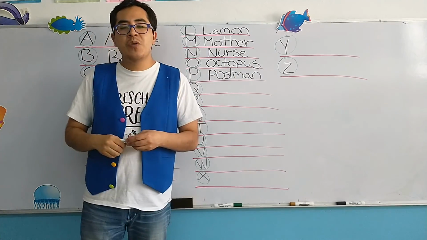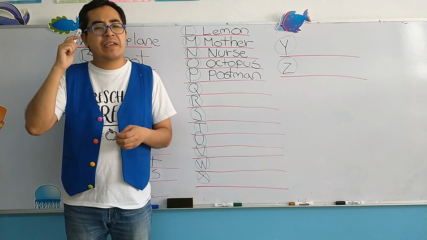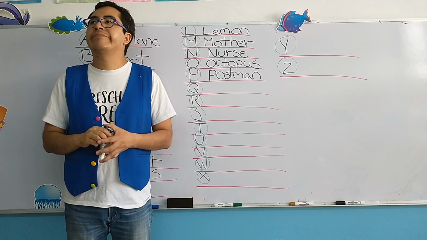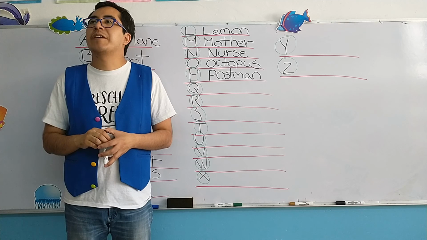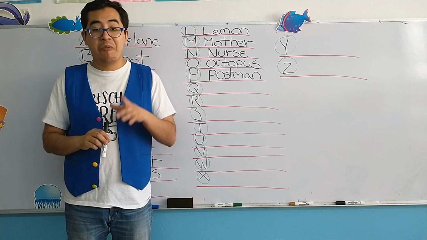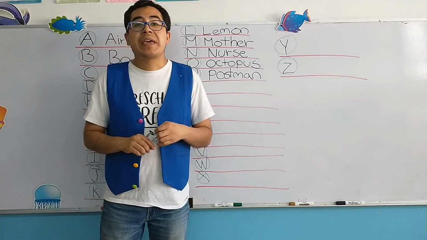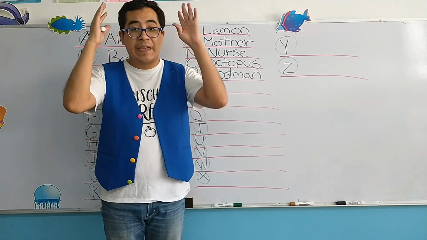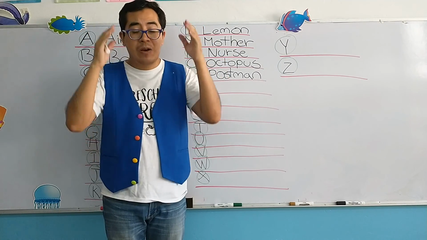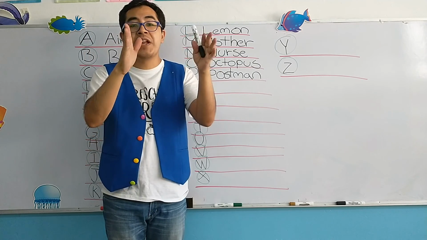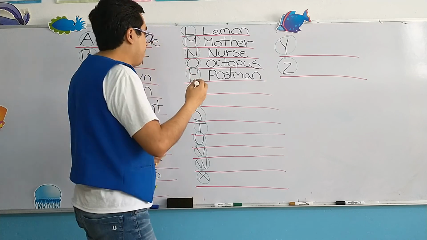For capital Q. Now, let's think of an object for capital Q. Let's see. I remember one. Queen. Now remember, the queen is the girl that wears a crown on top of her head. Okay? Queen, reina.